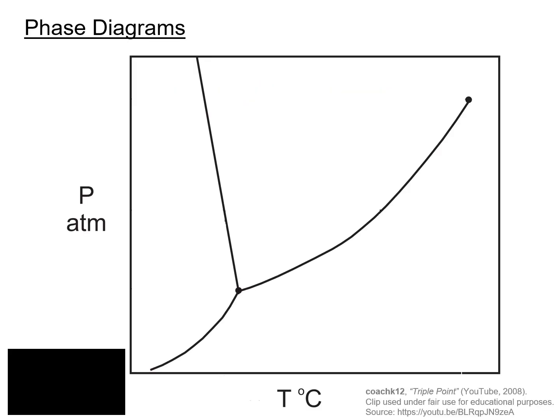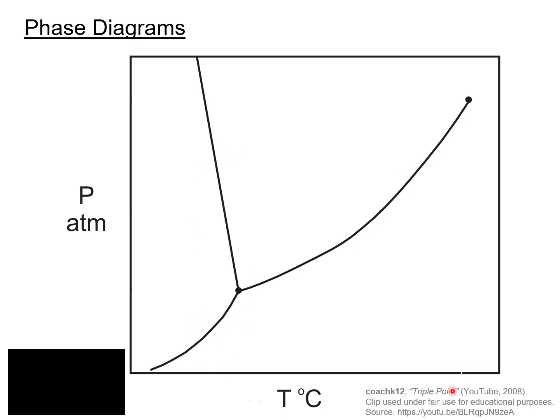So here's a phase diagram. There are three main regions that are delineated by the different lines. So here's one region, and here's another one, and here's another one. These different lines correspond to where you have a change from one state of matter to another.